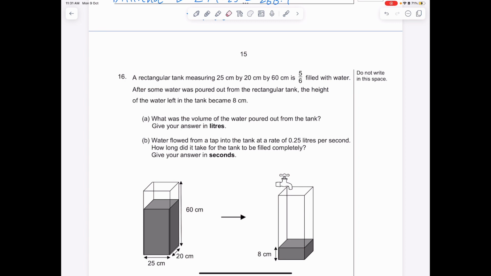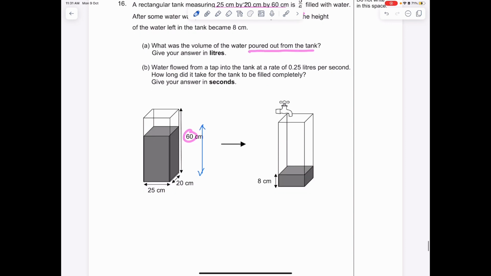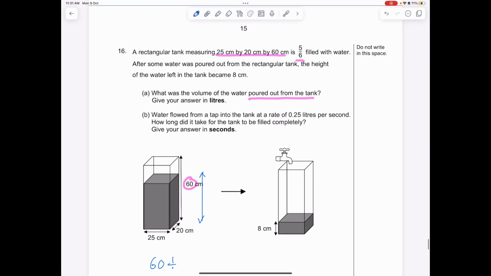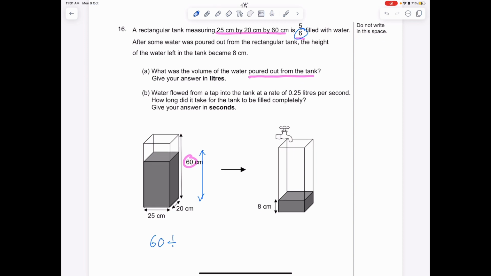Okay, question 16. Okay, one more time. So this is the capacity of it. Okay, 5/6 filled with water. So they ask you what is the volume of water that is poured out. So to do this question, you need to find out what is the difference in height. So because the total height here is 60, we first need to find out what is this height over here. Okay? This height over here is 60 divided by 6, because we know that it is actually 5/6. So we want to divide by 6 first. Answer is 10.